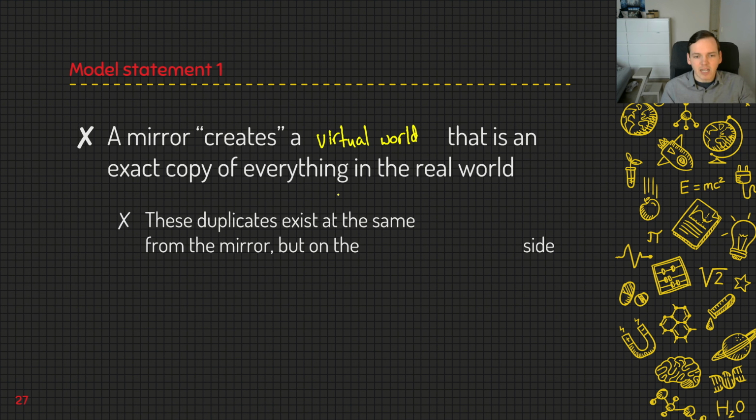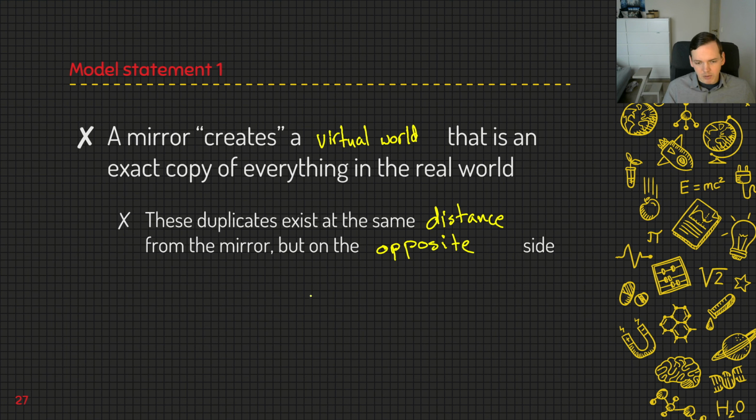The mirror is not actually making anything, but this is an easier thing to wrap our brains around than trying to imagine light bouncing and figure out where it should be, and doing a lot of math. Instead, we can just imagine it's creating a virtual world that's an exact copy of everything in the real world. And those duplicates exist at the same distance from the mirror, but on the opposite side.